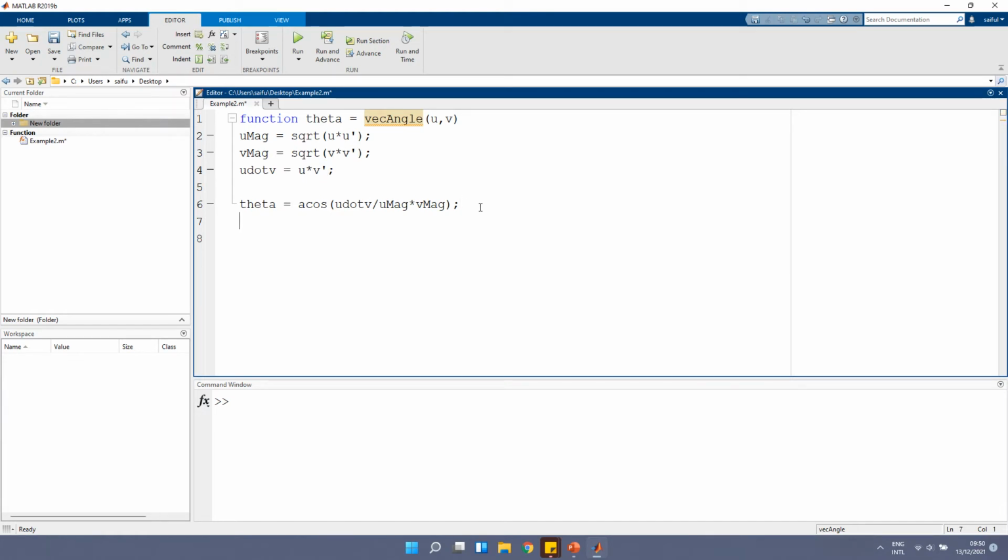Then we convert to degrees. Theta degree equals, because in MATLAB the theta that is calculated is in radians, and we usually use degrees. Theta degree equals theta multiplied by 180 over pi. Pi is a constant in MATLAB.